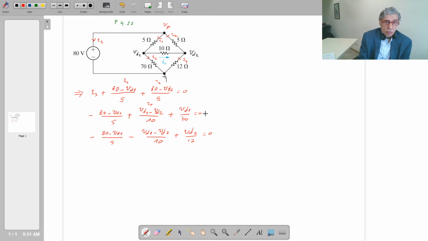So what do you do? Let's write it that way. This is minus 80 over 5, which is 16, so minus 16. This is minus minus plus VD1 over 5, so this is VD1 over 10 plus VD1 over 10, and this is minus VD2 over 10. This is VD1 over 70, equal to 0.